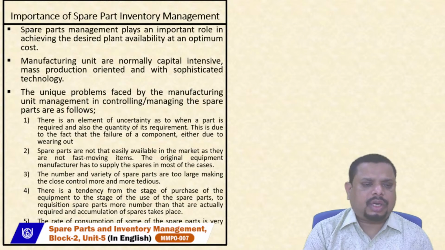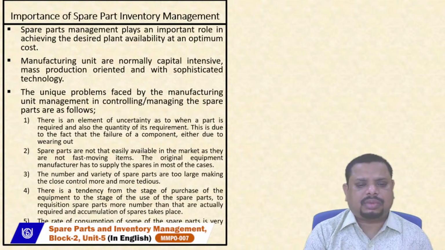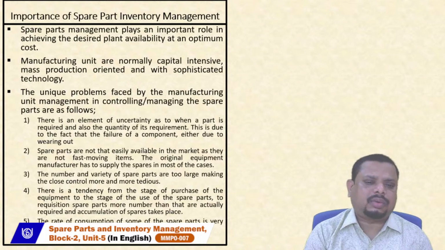The next important point is that spare parts are not easily available in the market as they are not fast-moving items. The original equipment manufacturer has to supply the spare part in most cases. So it is very difficult to get a complex part. For example, you are using a number of CNC machines, and rapidly, due to the competitive market, many companies are also going to the marketing level or manufacturing levels.